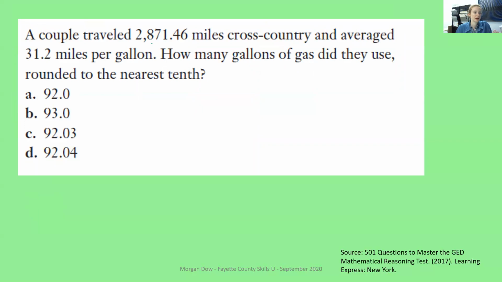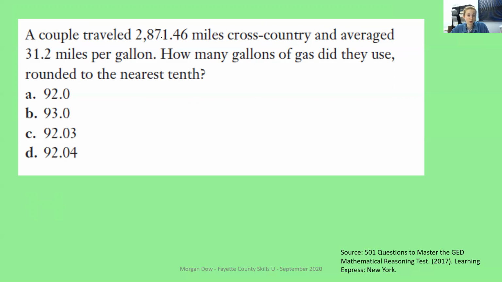A couple traveled 2,871.46 miles cross-country and averaged 31.2 miles per gallon. How many gallons of gas did they use, rounded to the nearest tenth? Okay, so what do we need to do here? They went 2,871.46 miles, so that number of miles. And they were doing 31.2 miles per gallon. So how many gallons of gas did they use?